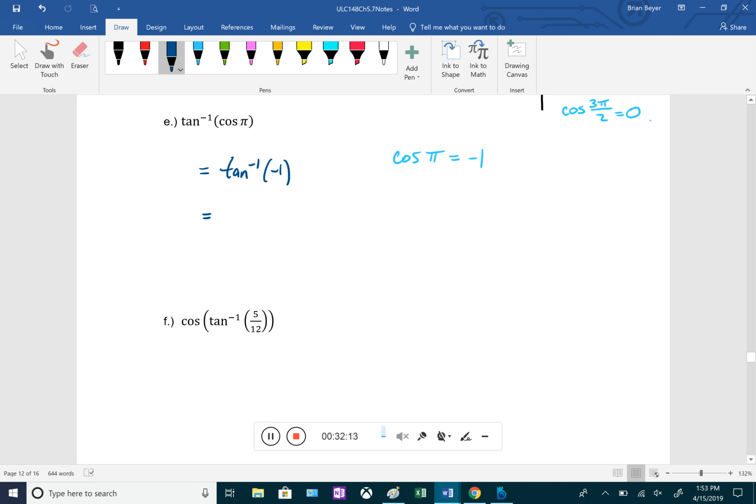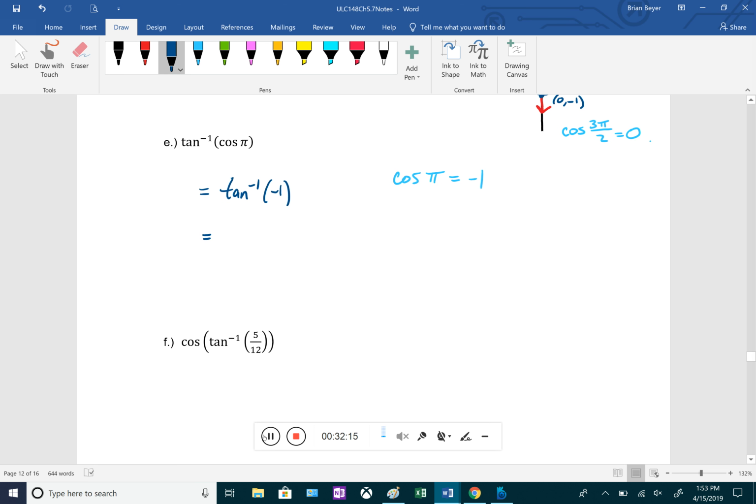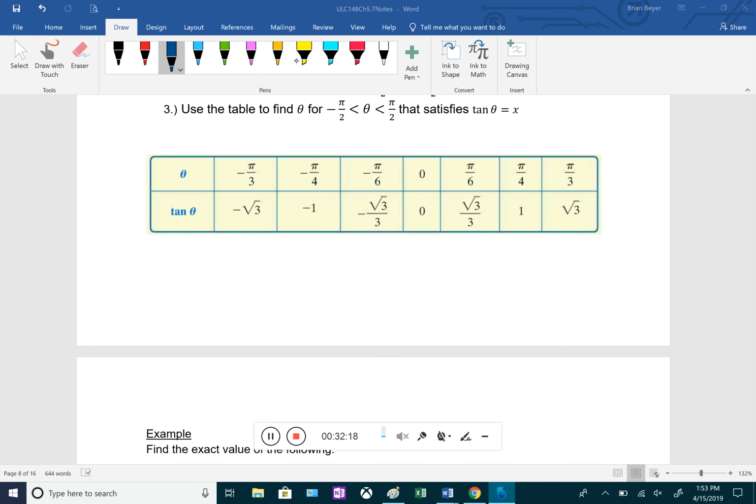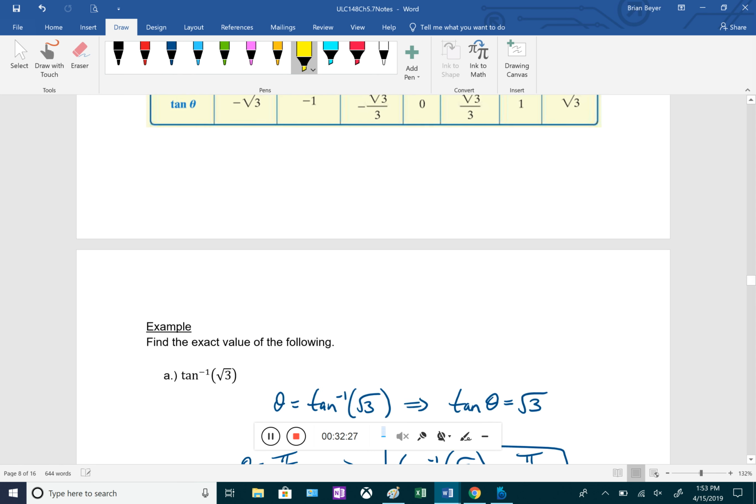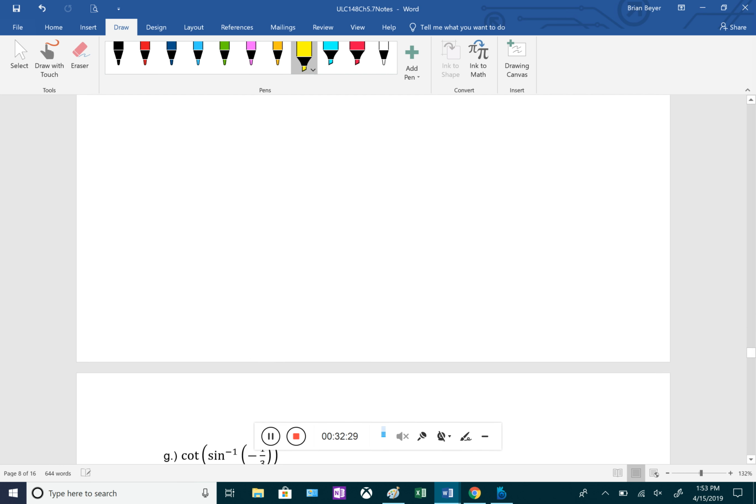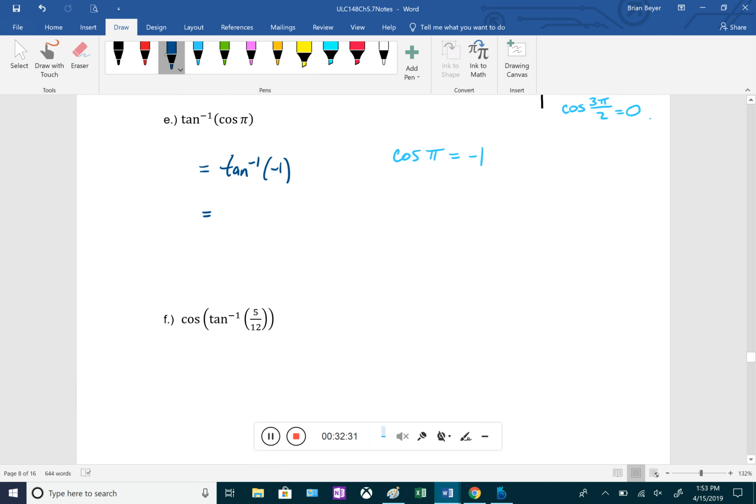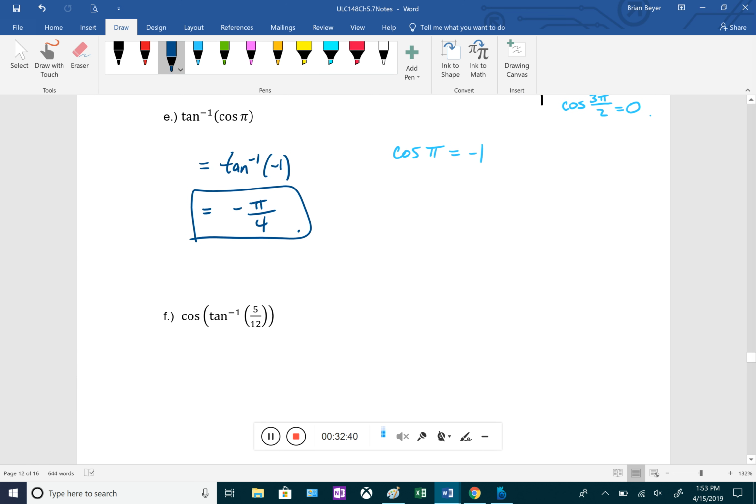So scrolling back up to that table, we see tangent of theta equals -1 when theta is -pi over 4. So -pi over 4 is going to be our answer here. So for this one, since there were 2 different trig functions, it wasn't too difficult because cosine of pi was relatively easy to find, but you won't be able to use that shortcut method when there are 2 different ones.